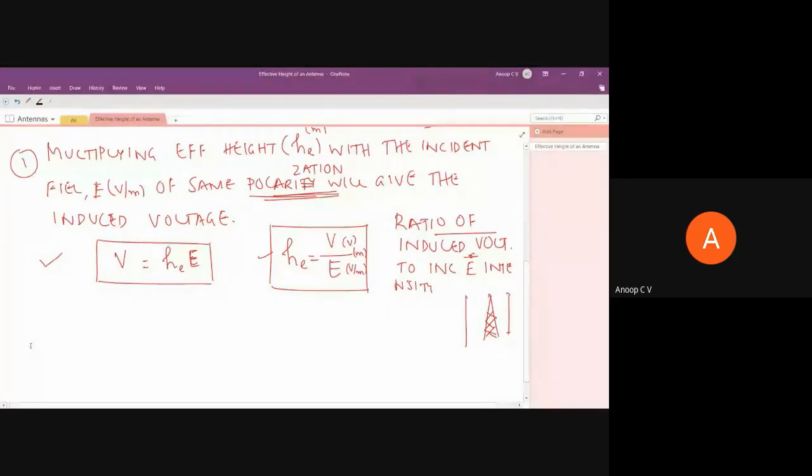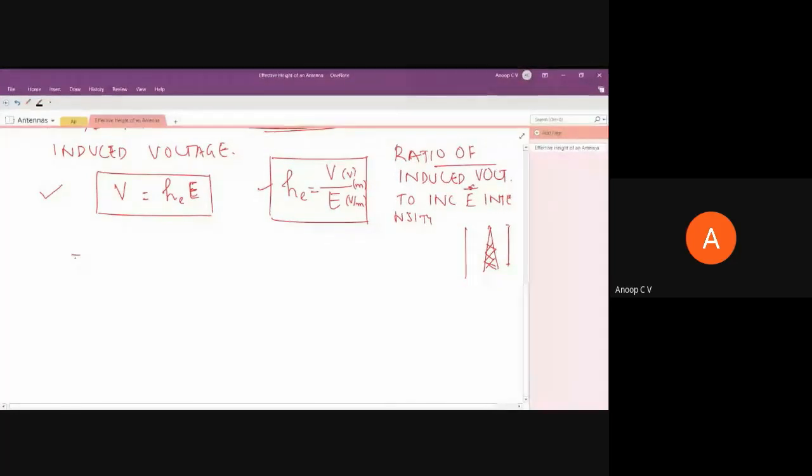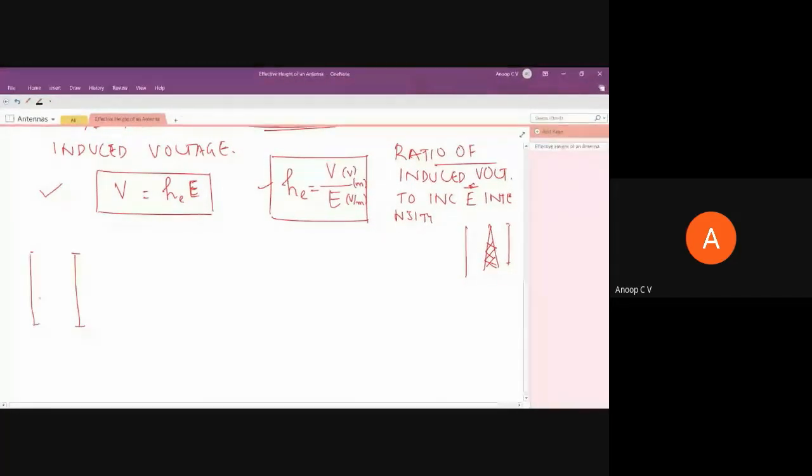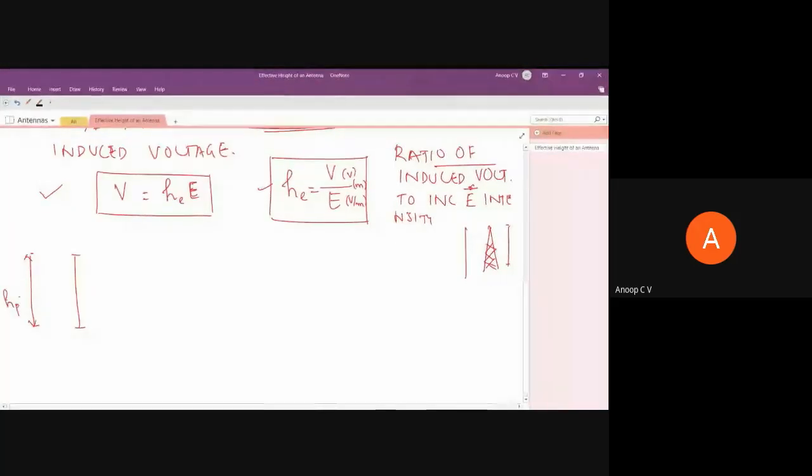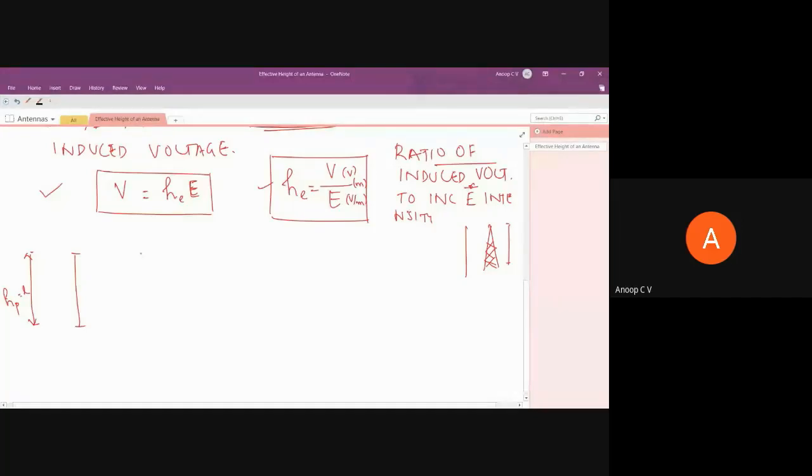Now I can say it in other words. Suppose I have a wire antenna of physical length equal to HP, or L. The actual length is L. And it is immersed in an electric field of field intensity E. Then this electric field will induce some voltage on this antenna, depending upon the length and the frequency of the electromagnetic wave, that is, based on the lambda of the electromagnetic wave and this length.